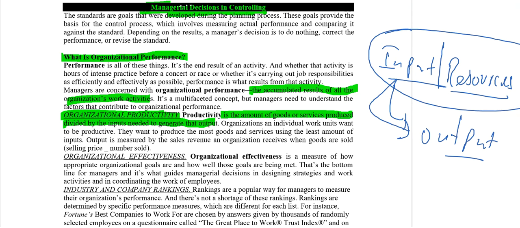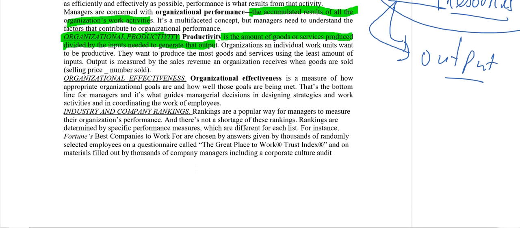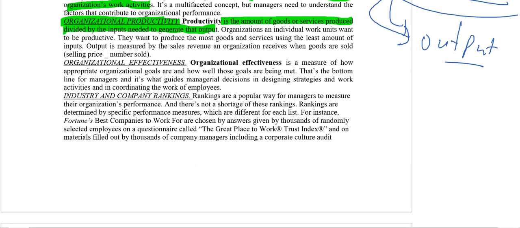Number three, organizational effectiveness. Organizational effectiveness means when an organization decides some goals, and if the organization's goals are met, it means the organization is effective. We have to see whether the organizational goals are met.